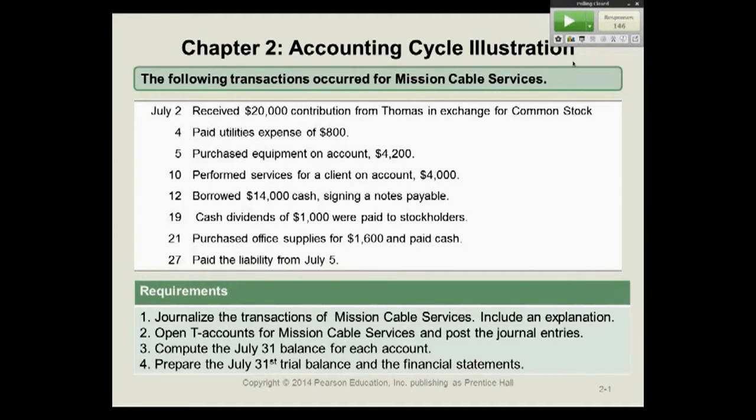Okay. All right. Any other questions before we move ahead? Let's try the next transaction then. The next transaction tells us that we have a service performed for a client on account, and that is for $4,000. So for this one, let me get Tina Cara.